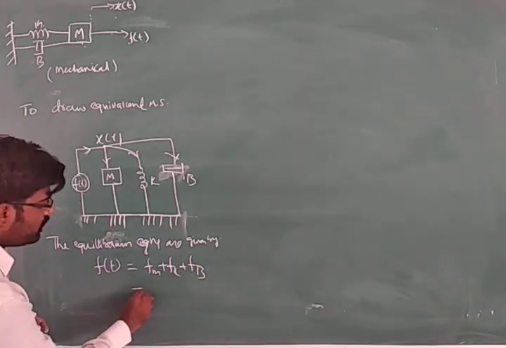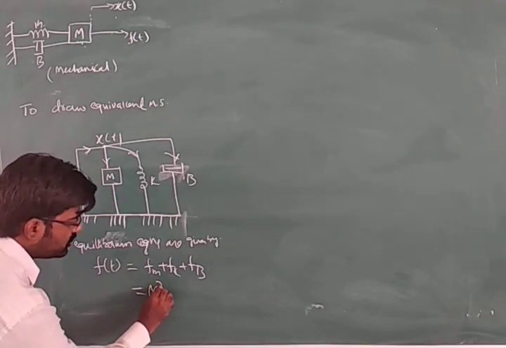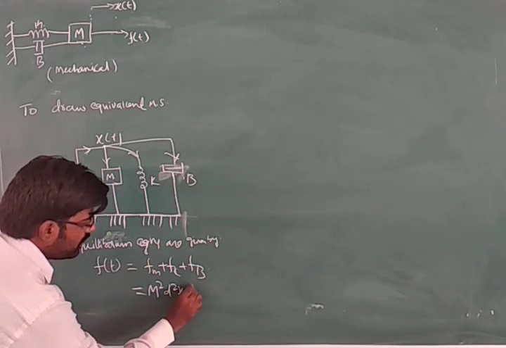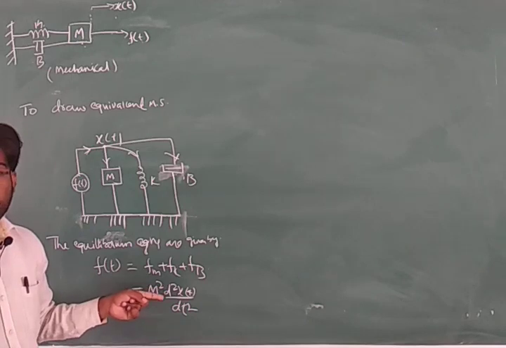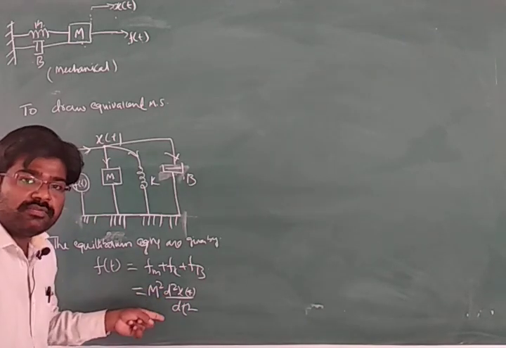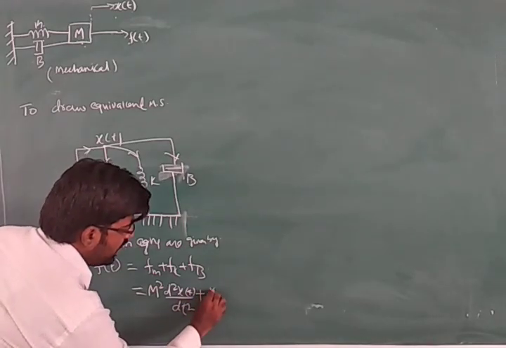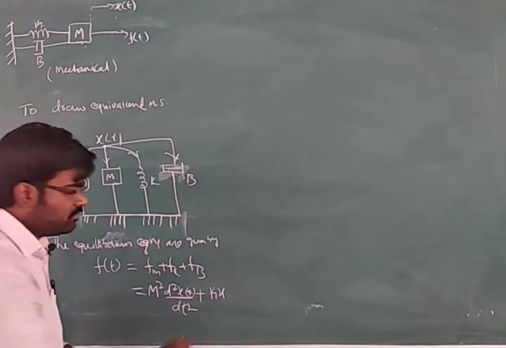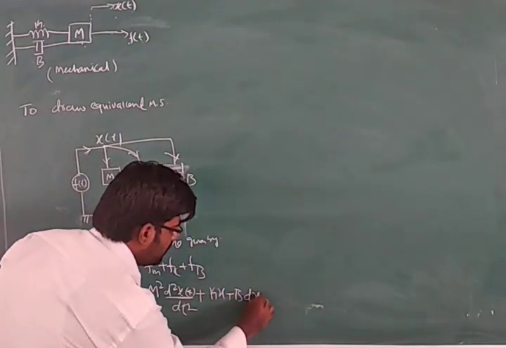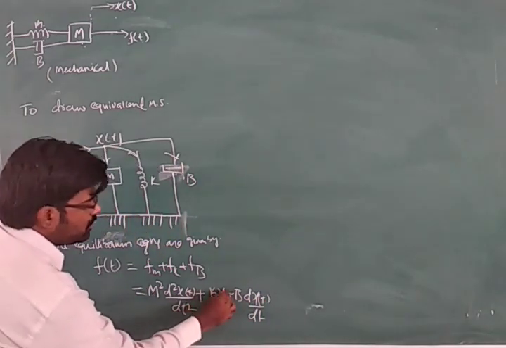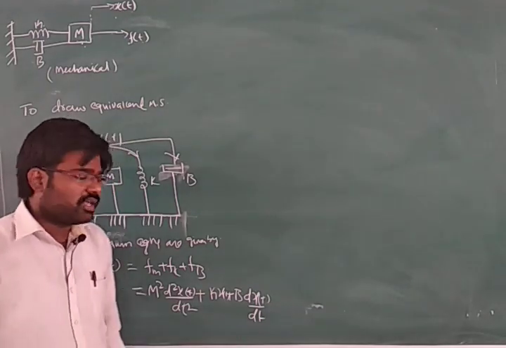Okay, now you already know what is Fm. Force acting on mass will be given by m d square x of t by dt square. This we already saw in the previous class. Okay, force acting on the mass will be given by this equation plus fk, k into x plus fb, b into dx by dt. You can write x of t also, no issue, because the given problem is in x of t, displacement is in x of t. If you write x also, no problem.